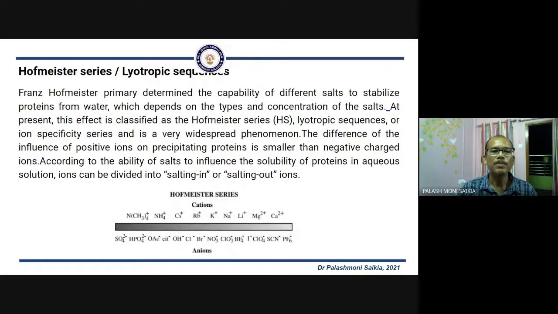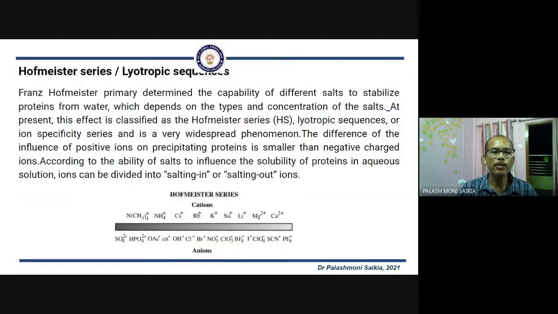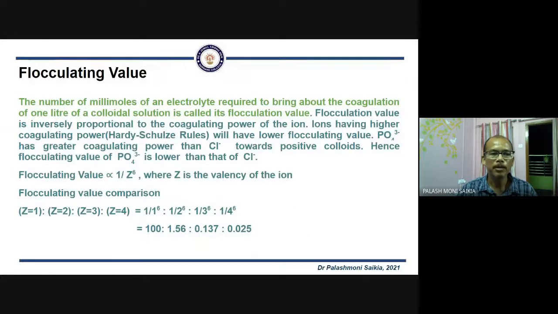Okay, so I am skipping the Hofmeister series. There is one aspect, that is flocculating value or coagulating value, and in Hardy-Schulze rule what we know is the coagulating power or flocculating power. So these two terms should be very much clear in mind. So what is flocculating value? It is the number of millimoles of an electrolyte required to bring about coagulation of 1 liter of colloidal solution.